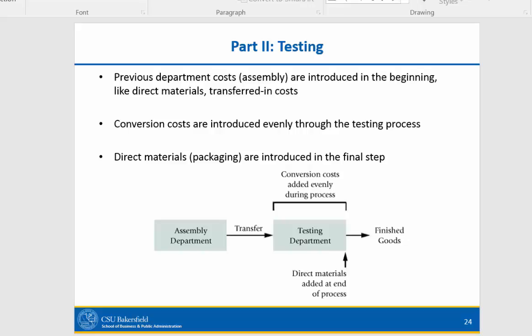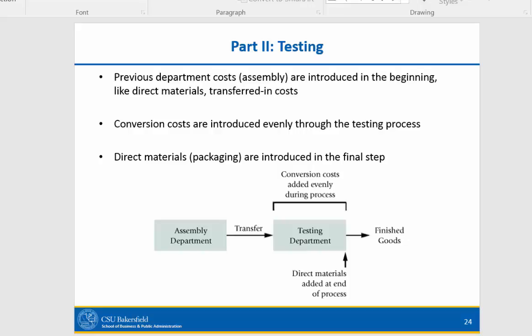Before they are moved into the warehouse, we are going to package those cell phones. So there are some additional costs we have to consider, namely direct materials costs for packaging, and those costs are introduced in the final step. Therefore, as long as a cell phone is still in the testing department, the completion of these costs is 0%, because cell phones still under testing will not have the package. Therefore, we consider that a 0% completion of the packaging costs.